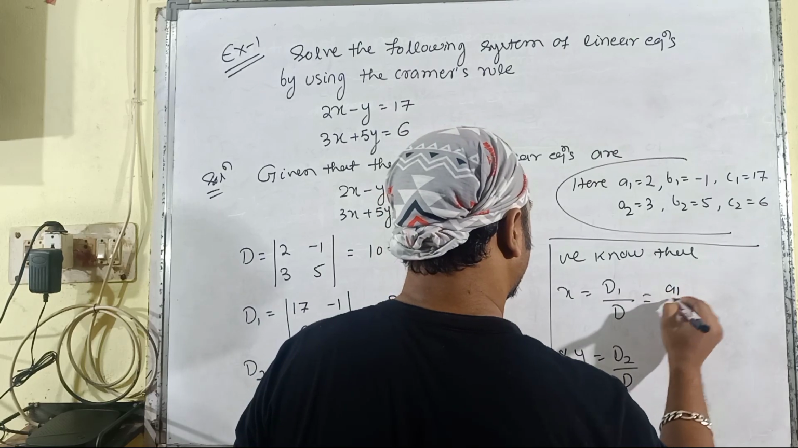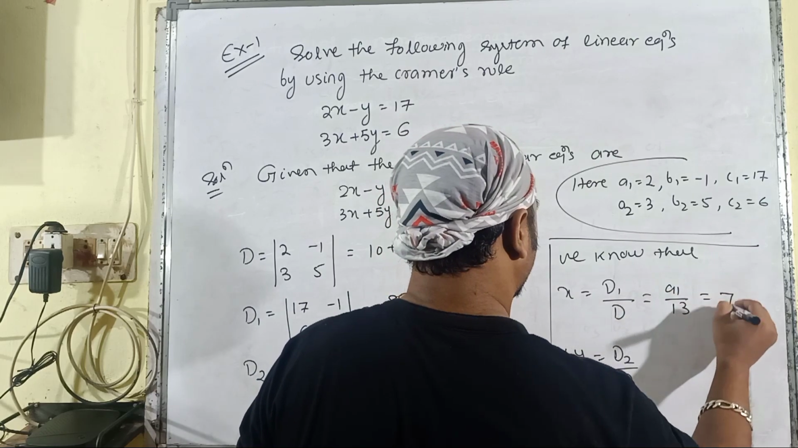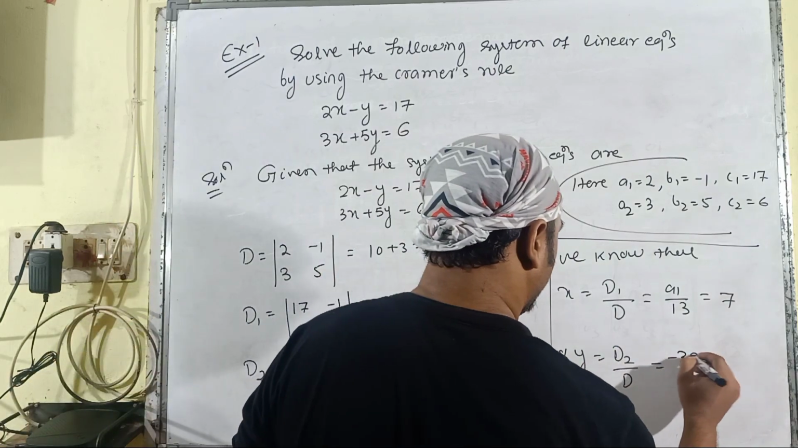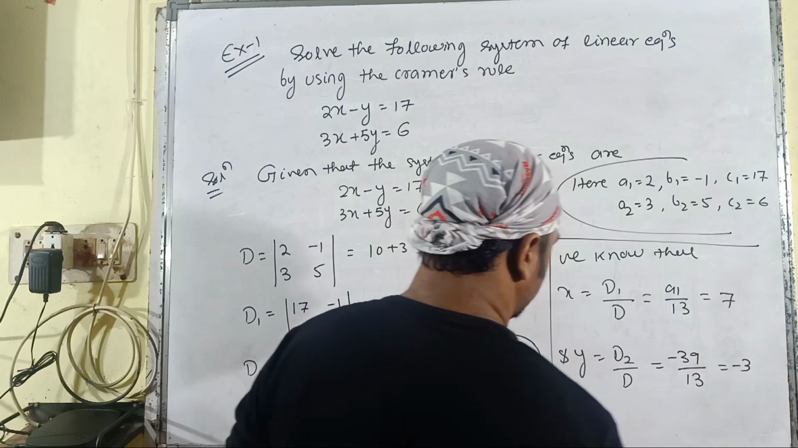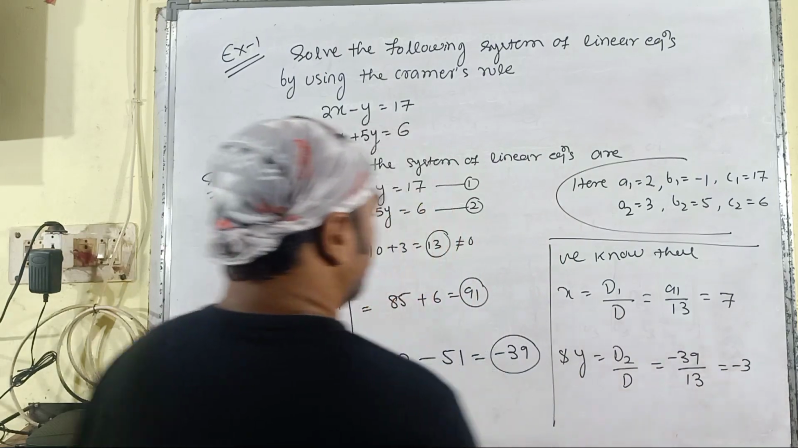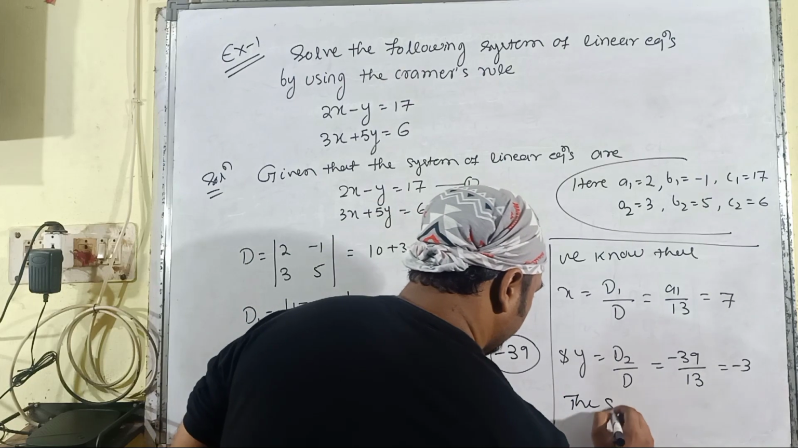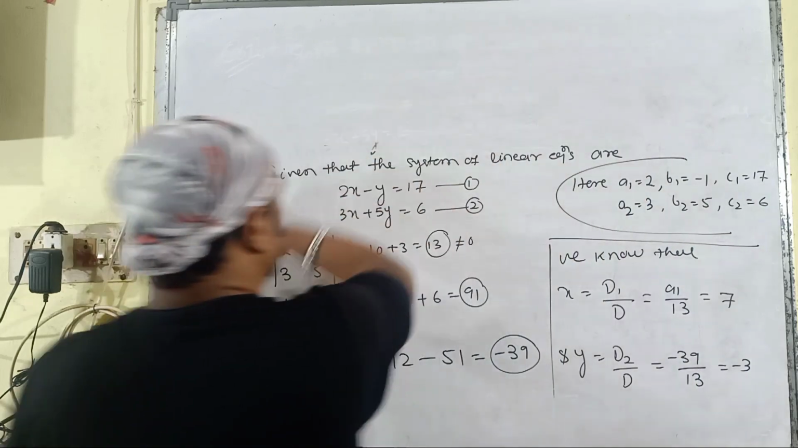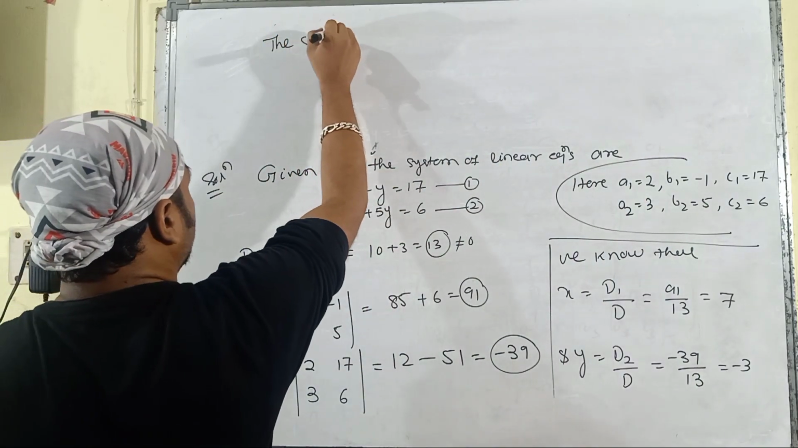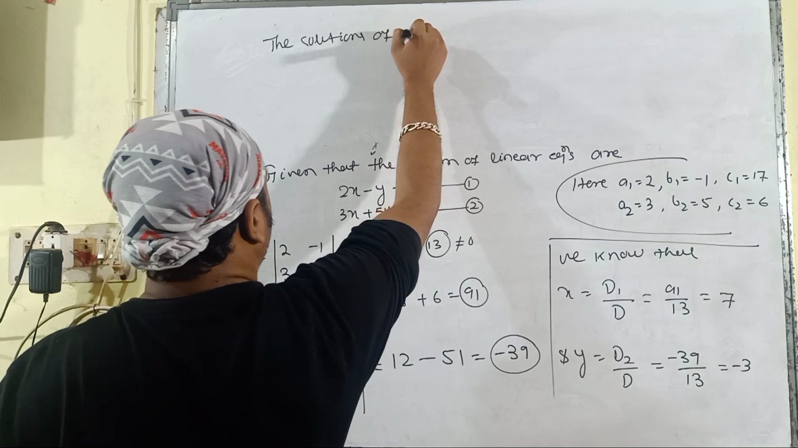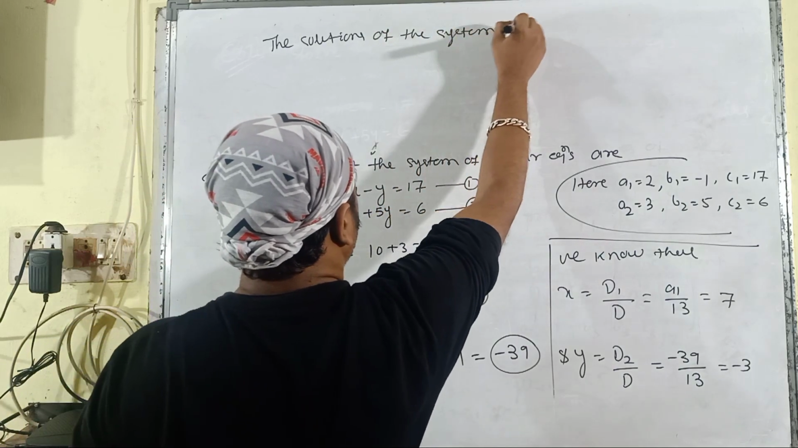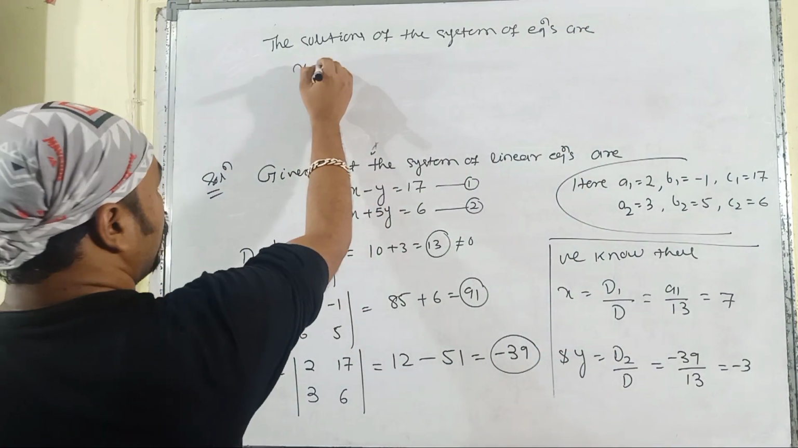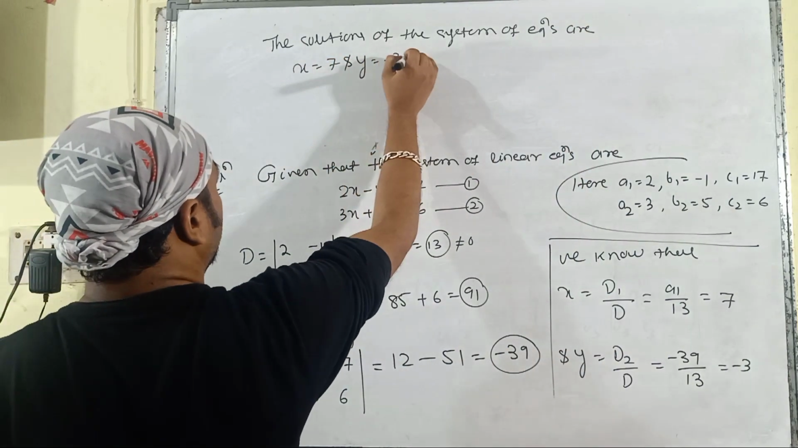So here it is 91 divided by 13, which is 7. Then y is equal to d2 divided by d, minus 39 divided by 13, which is equal to minus 3. So you can write down the solution. Okay, let us write down here. The solutions of the system of equations are x is equal to 7 and y is equal to minus 3.